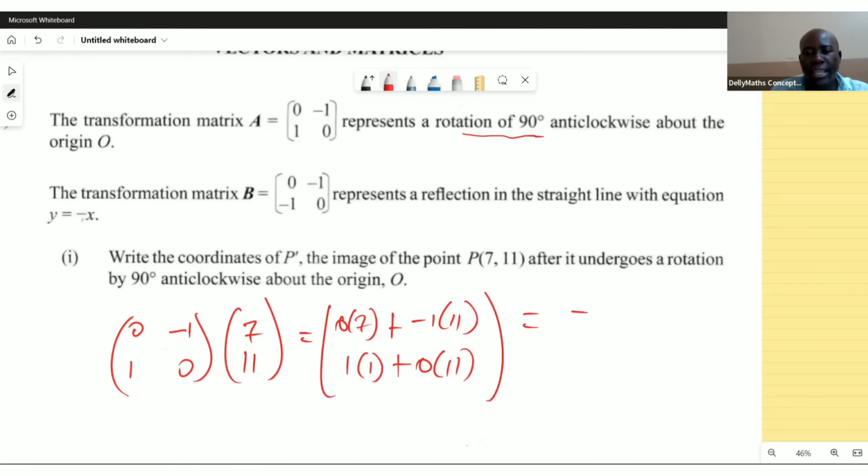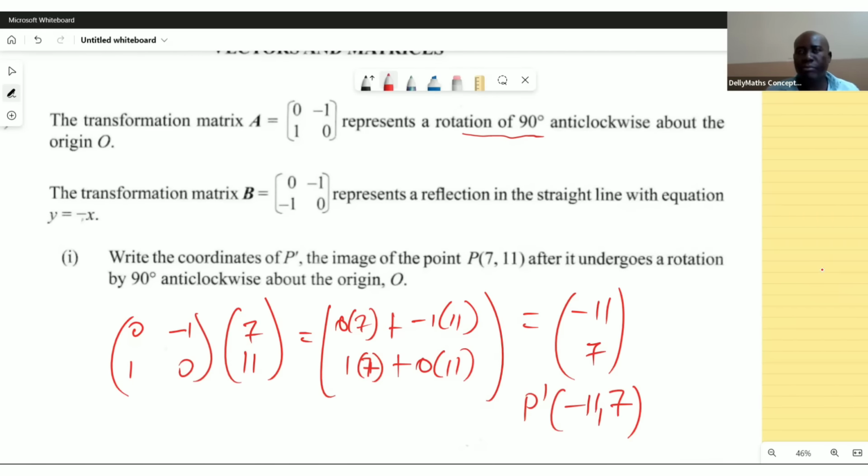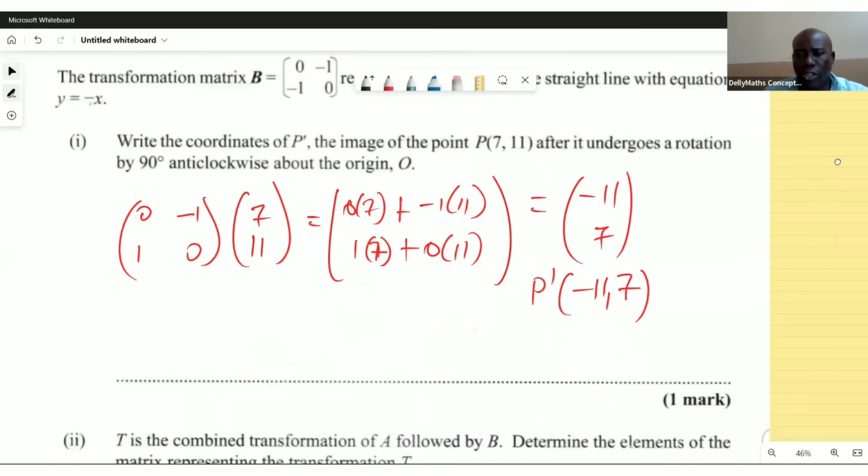So what we have is negative 11, 7, all right? But the coordinate of the P prime has to be written like this, negative 11 with a 7. So we have to be careful how we actually represent what they ask, right? So negative 11, 7, that's for that. Now let's go further.